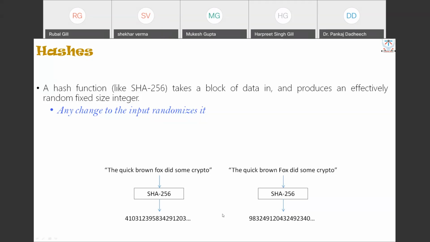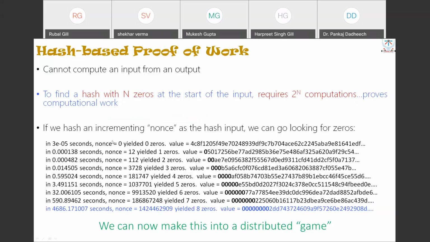So the advantage is that if you tweak the input slightly, the output changes drastically, and it has pre-image resistance. Given this output, you cannot predict the input. So for example, I'm showing you what is being used. I give you a task. Find a hash with n zeros at the beginning so that you are able to get a particular hash value. So what I'm saying is, I want you to search in a brute force manner. I'll give you some value, and I want you to find a hash with n zeros at the start.